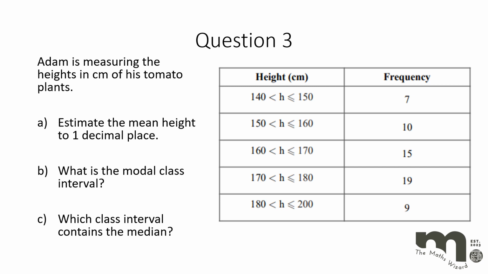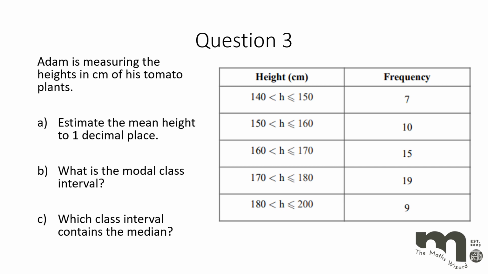Okay, so on our third question here, we've got what's known as a grouped frequency table. So here we don't know exact values, we know the sort of rough value. We know, for example, in this situation with tomato plants, that these tomato plants are somewhere between 140 and 150 centimetres. So I would like you to have a go at this question now.